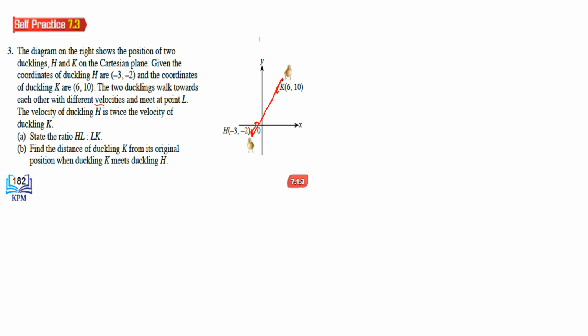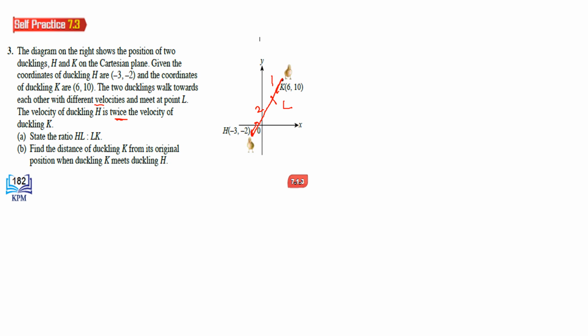Okay, so you are given the information, the velocity of duckling H. This H is twice the velocity of duckling K. So it means that H is moving faster, 2 times, which means L will be further from H, because H is moving faster than K. So I simply put an L here, then we know this one is actually faster 2 times. So this is 2 and this is 1. So HL is 2 and LK is 1 portion.